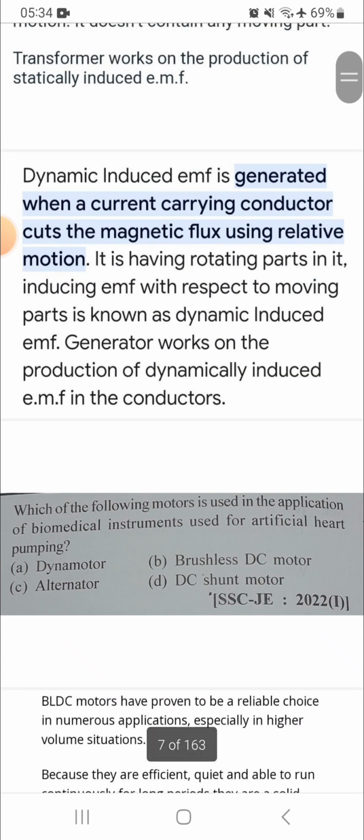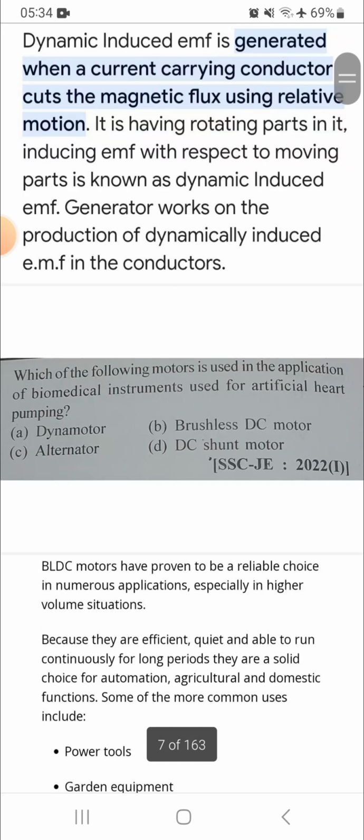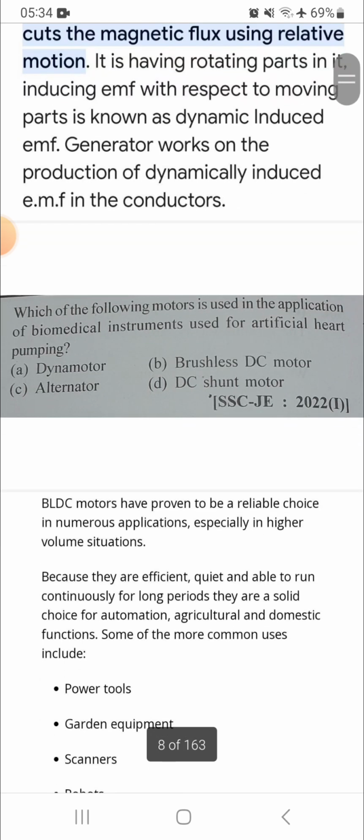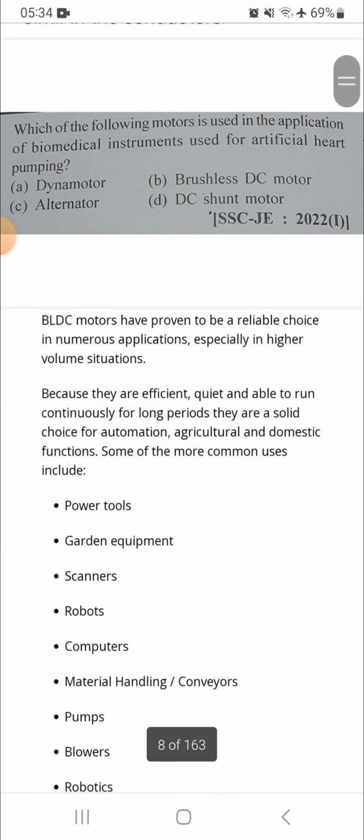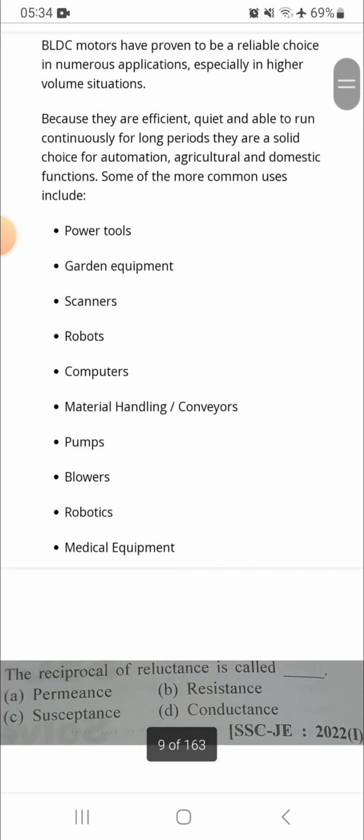Which of the following motors is used in the application of the biomedical instruments used for the artificial heart pumping? That is the BLDC motor, that is the brushless DC motor. BLDC motor has proven to be the reliable choice in medical applications, that is the power tools, garden equipment, scanners, robots, computers, material handling, conveyors, pumps, blowers, robotics and medical equipment.